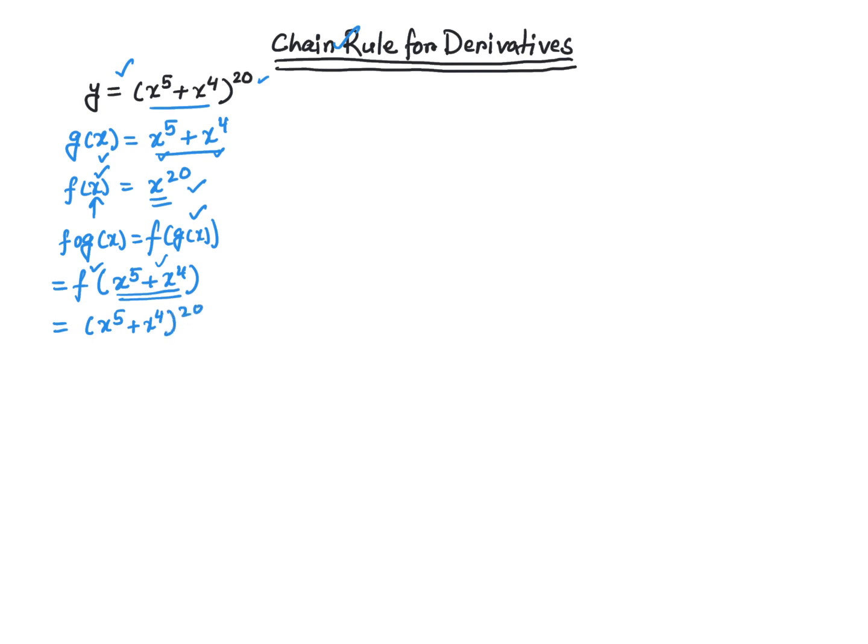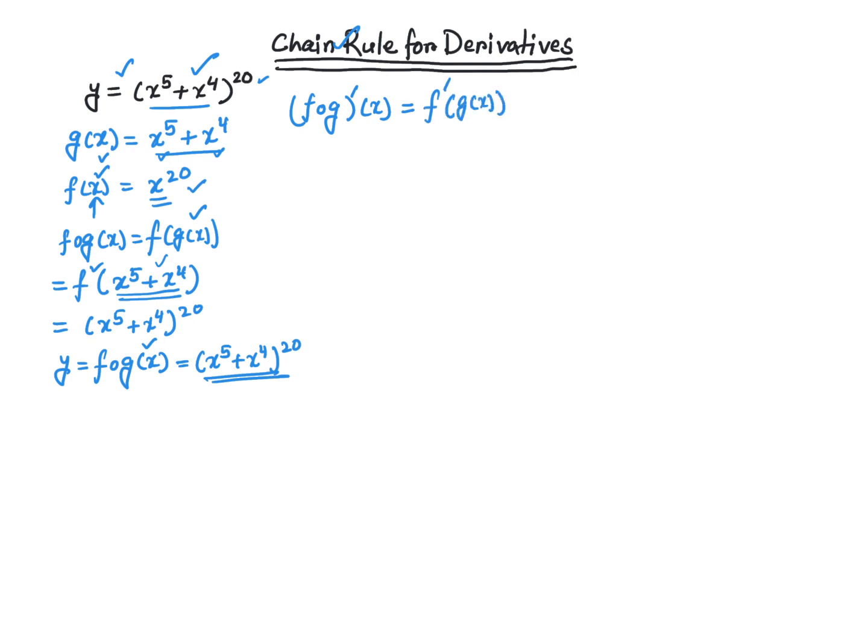Now, in essence, you just found that y is equal to f composed with g of x, which is equal to x to the power 5 plus x to the power 4 raised to the power 20. Please note that this is the same as this. Now, let me just remind you of the composition rule. For the function composition f composed with g, if you want to find the derivative of it, it's going to be f prime of g of x times g prime of x.